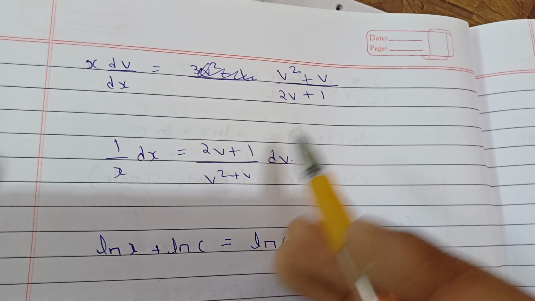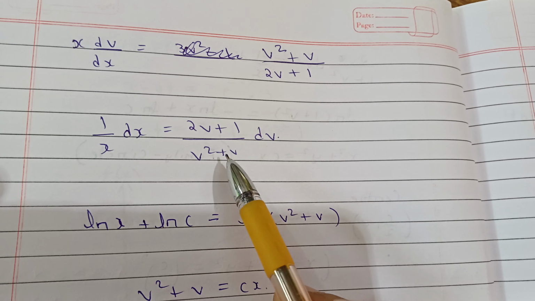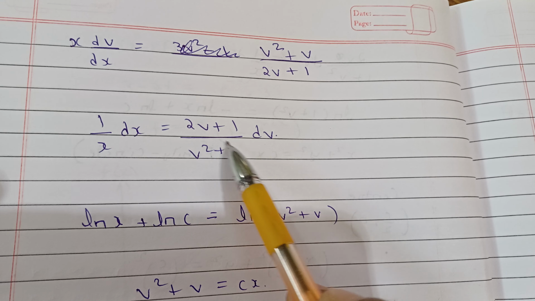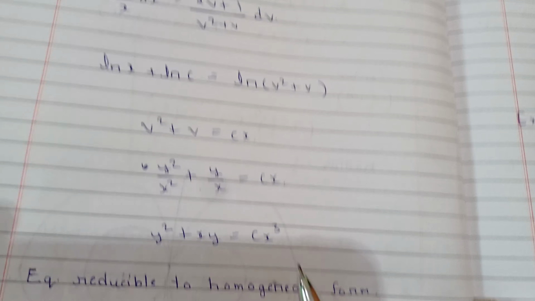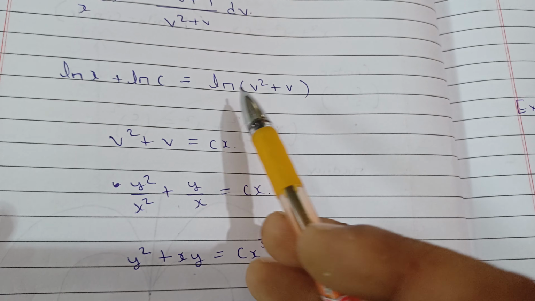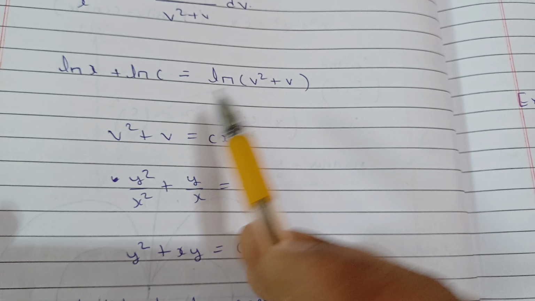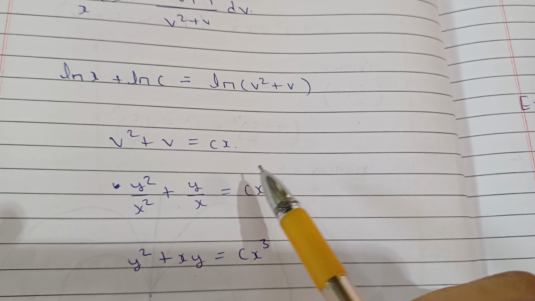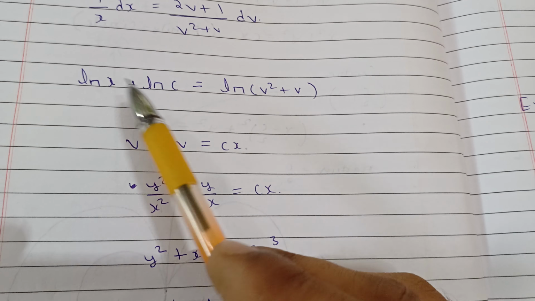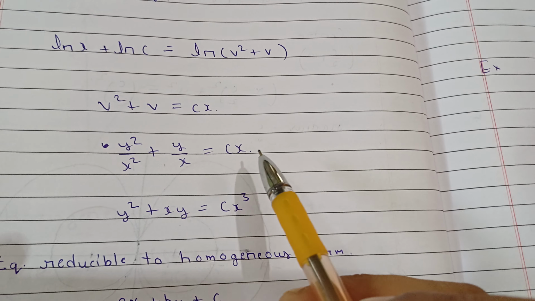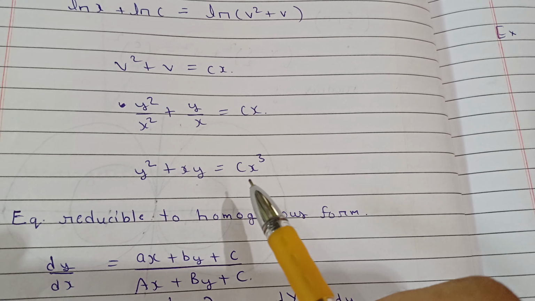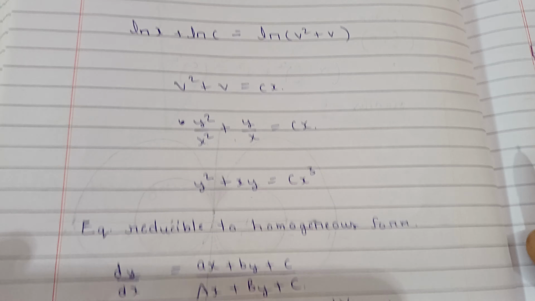So you will get this form. Now this will give you log x, and if you differentiate this, you will get 2v plus 1. So it will be log of v square plus v, this integration. And from here you can see that v square plus v equal to cx. Now substitute the values for v, y by x, so you will get this equation. So this is your solution.